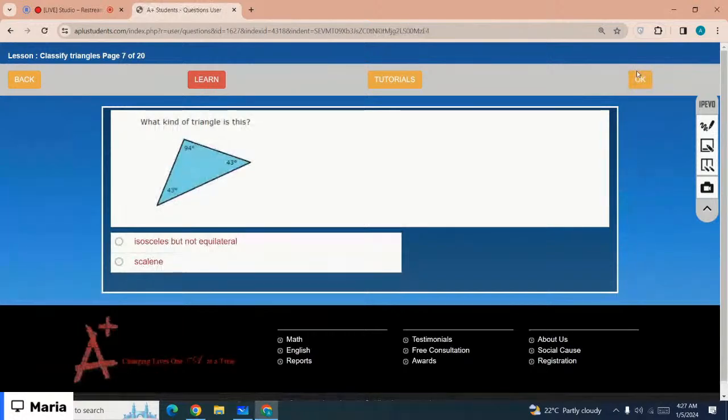What kind of triangle is this? Which is the correct option? Yes, that is isosceles but not equilateral. Option number one is the correct option. Very good.